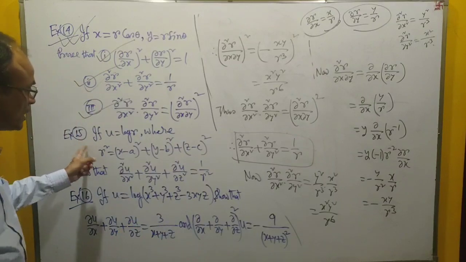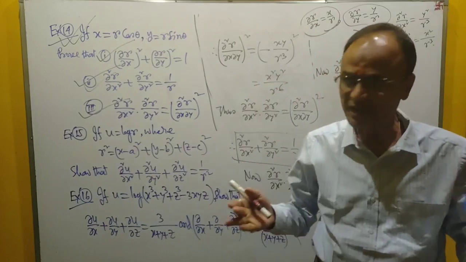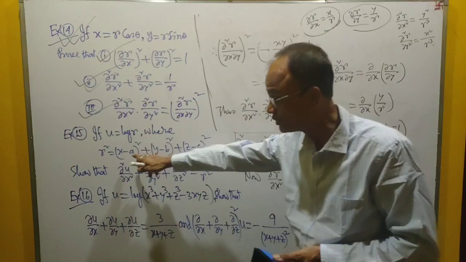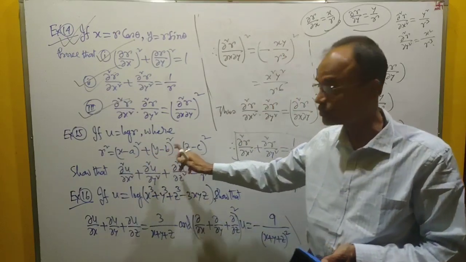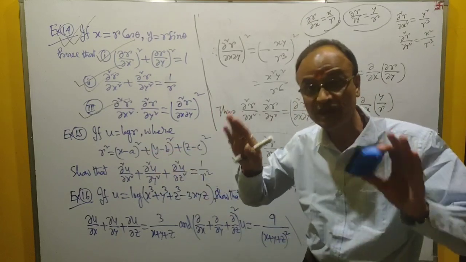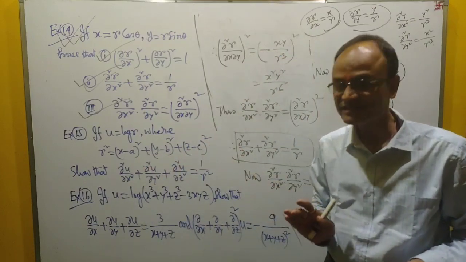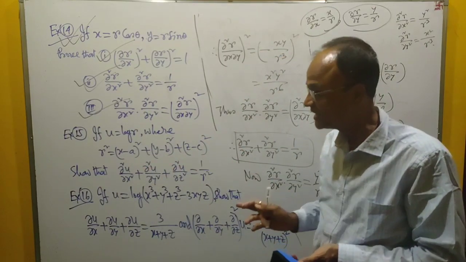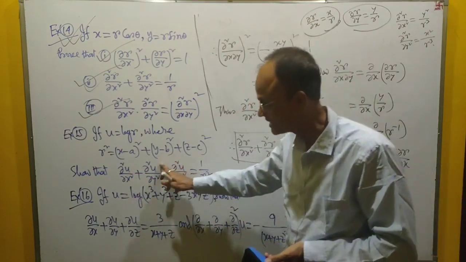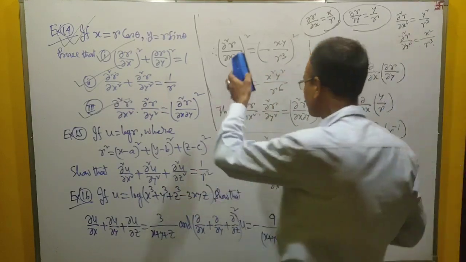Question number 15. What is this? u equal to log r. u equal to log r means u is a function of r only, where r square equal to x minus a whole square plus y minus b whole square plus z minus c whole square, which means r is a function of three variables x, y and z. a, b, c are constants. Then you are to show that del 2 u by del x square plus del 2 u by del y square plus del 2 u by del z square equal to 1 by r square.